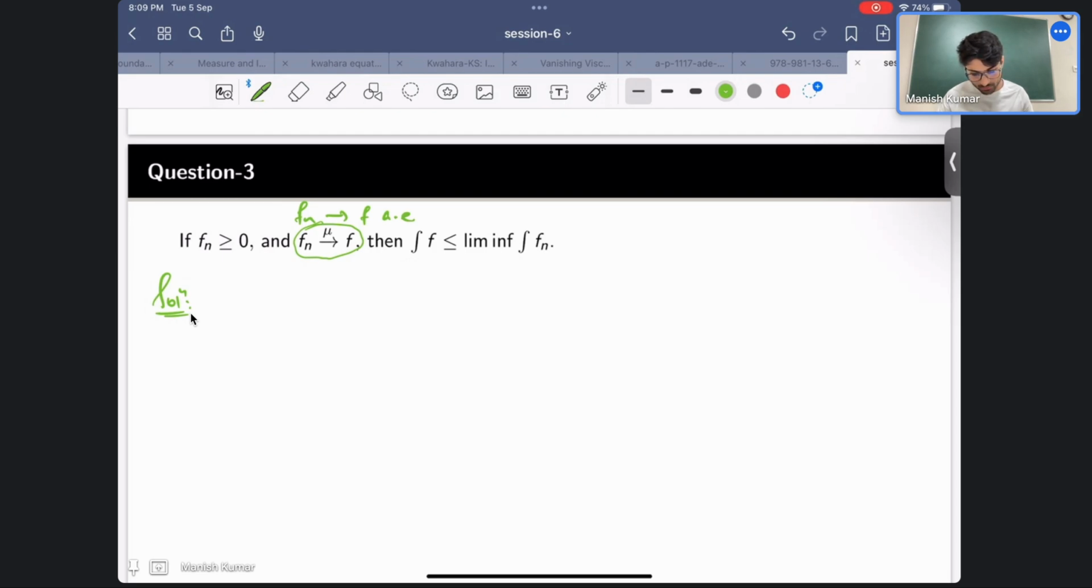Yeah, this is just Fatou's lemma, right?